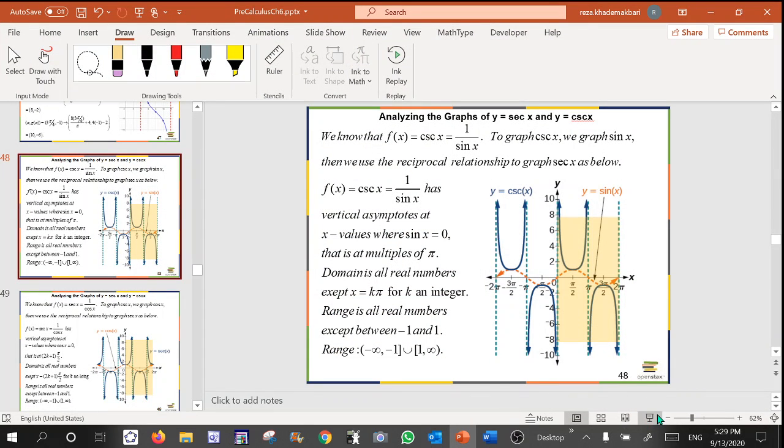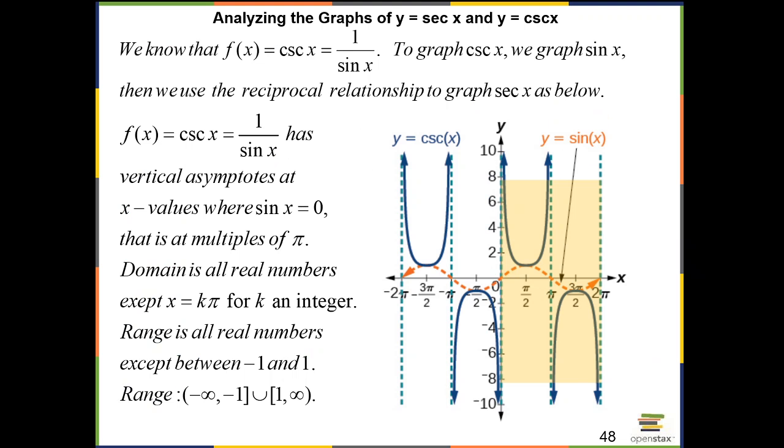So let's get started on graphing cosecant and secant functions. That's where we stopped last time. I talked about tangent and cotangent functions, and I have to admit that probably secant and cosecant are the easiest ones to graph, even though they may not look like easy graphs.